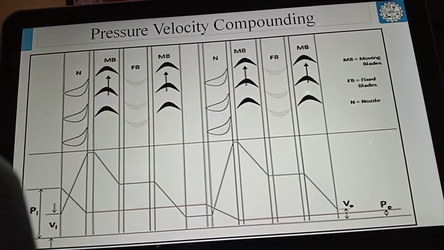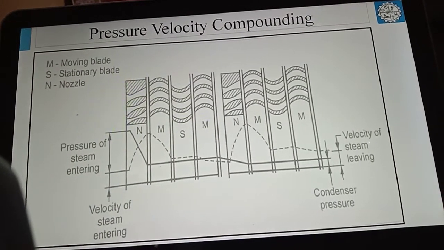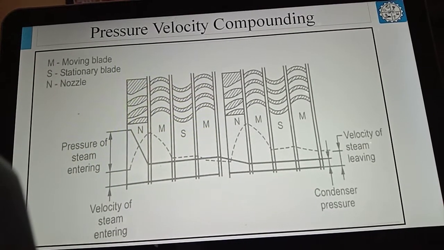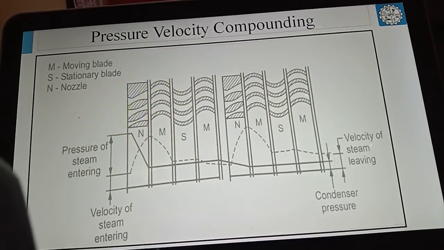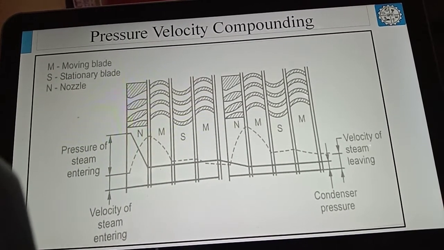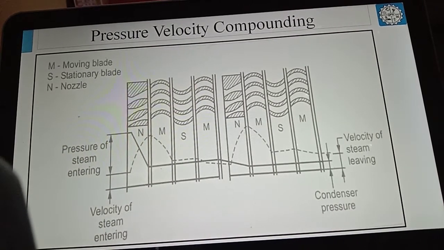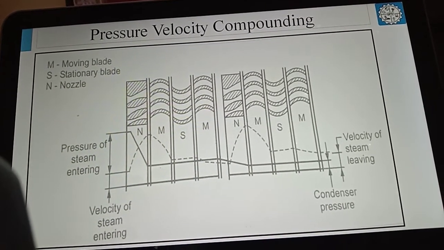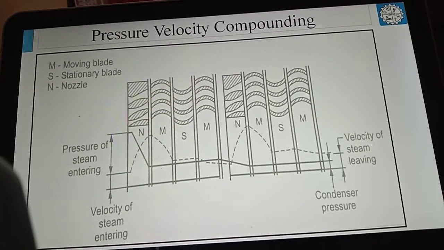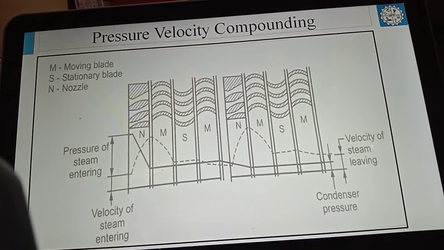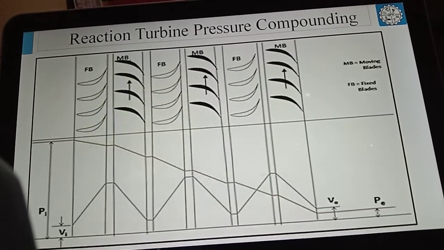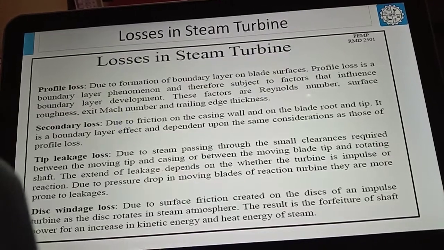Pressure velocity compounding is covered in this slide. Pressure velocity compounding: pressure of steam entering and velocity of steam leaving, and velocity of steam entering and condenser pressure are covered. And M stands for moving blade, S is stationary blade and N is nozzle. So this is pressure velocity compounding, reaction turbine pressure compounding.